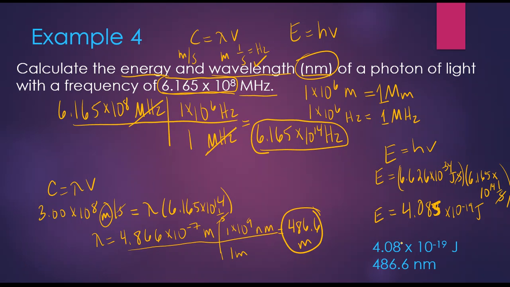Yes, and apparently I forgot to leave on the 5 here in the answer, but yes, it should also have 4 significant figures, and you would keep that in there. So 4.085 times 10 to the -19 joules.